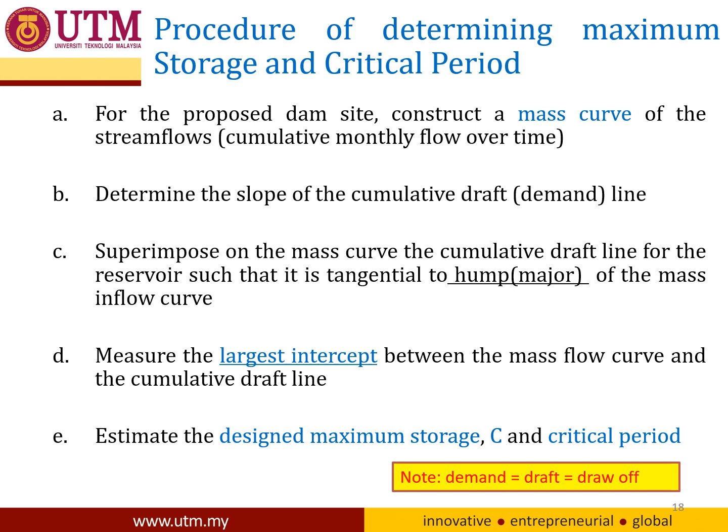Okay, for example, for the proposed dam site, this is the procedure of how we determine maximum storage and critical period. So there are some steps. For the proposed dam site, we need to construct a mass curve first, which is the cumulative monthly flow over time, which I showed you before. And then we need to determine the slope of the cumulative draft. Draft here means demand. Draft and draw off are the same as demand.